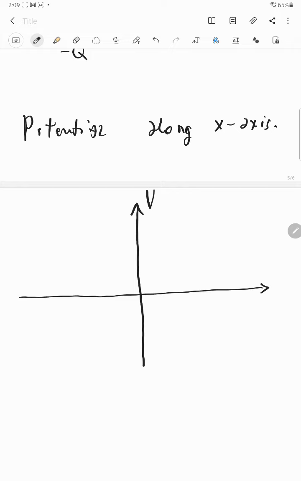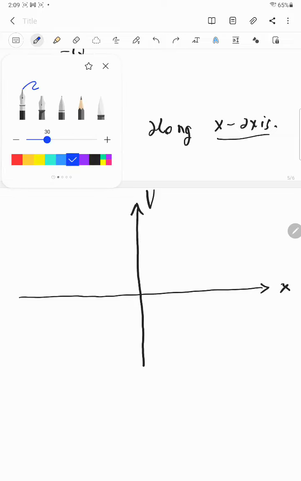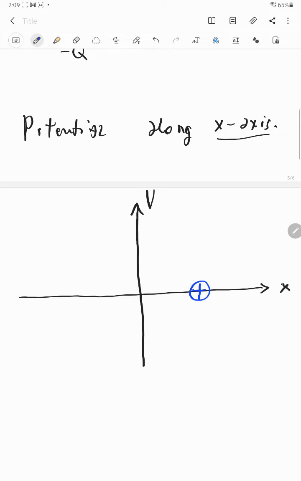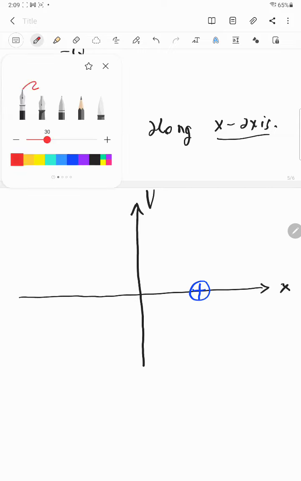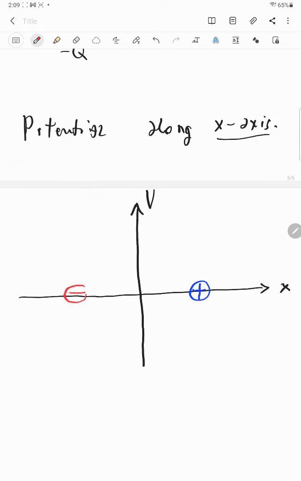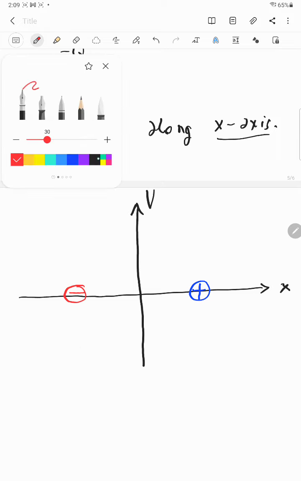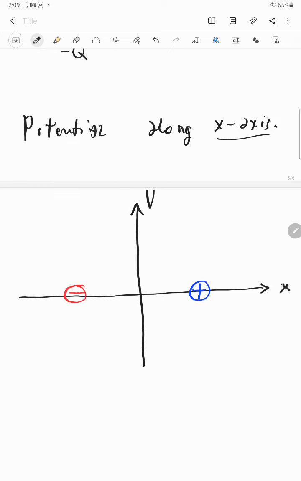but only along the x-axis. So let's put the positive charge over here. Actually, I'm going to draw the positive charge as a little blue thing, and I'll draw the negative charge as a little red thing. I'm going to put them symmetrically on either side of the origin. And then I'm going to draw the graph in black.